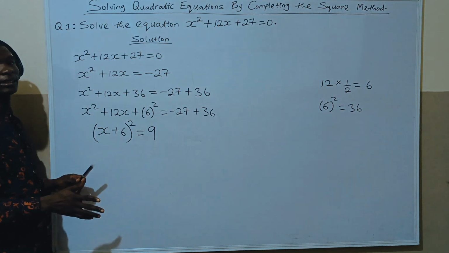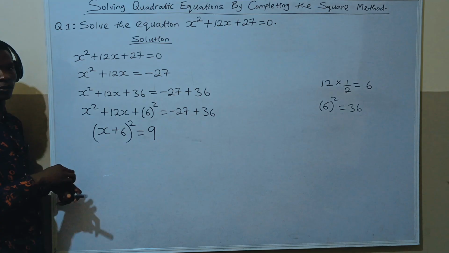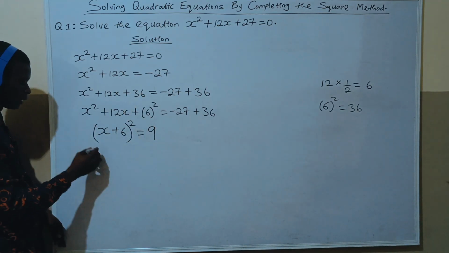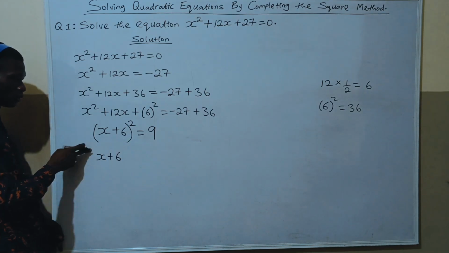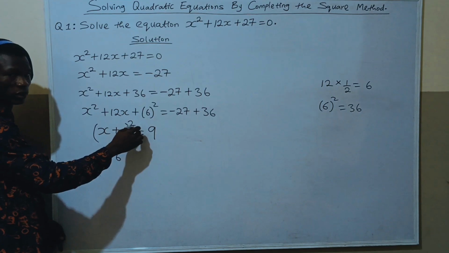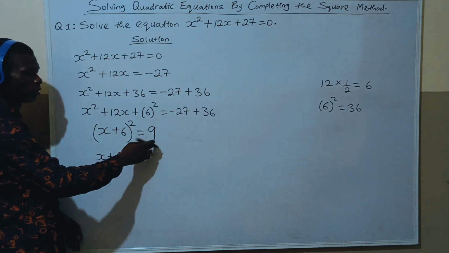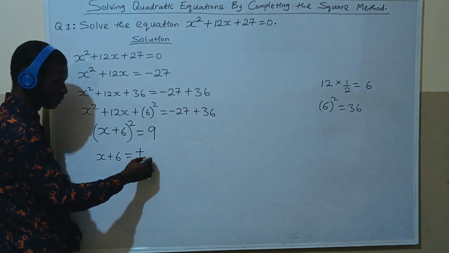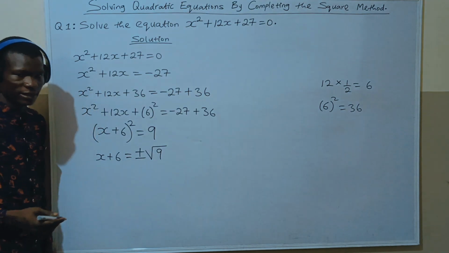So what is the next thing now? Since this is squared, I'm going to take the square root of both sides so that this square can be dealt with. So that's going to be x plus 6, because when you take the square root, it deals with the square, so we'll be left with only x plus 6, and that's going to be equal to... When you want to take the square root of the right hand side, you introduce your plus and minus sign, and then you are going to have 9. Why is that?